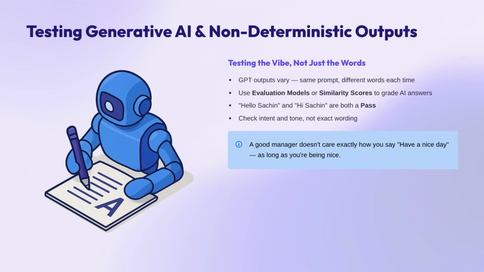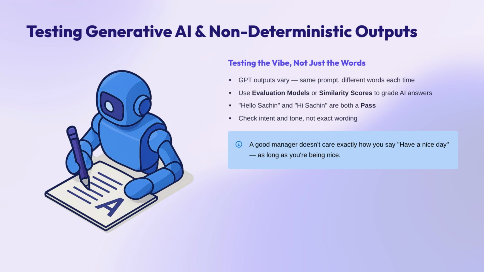Let's dive into testing generative AI. The formal definition describes evaluating non-deterministic outputs, where the same input may produce slightly different text, by using evaluation models or similarity scores to check if the AI's answer remains within an acceptable range of meaning. To put it very simply, it is testing the vibe, not just the words.